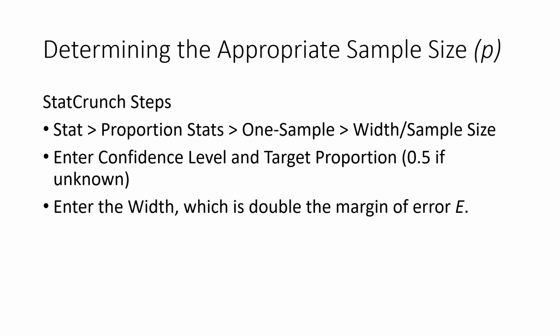For the StatCrunch steps, this is under Stat, Proportion Stats, one sample, width, sample size. Enter the confidence level and the target proportion on the left. Again, use 0.5 if that target proportion is unknown. Enter the width, which is double the margin of error, and then compute, and you'll have your sample size.